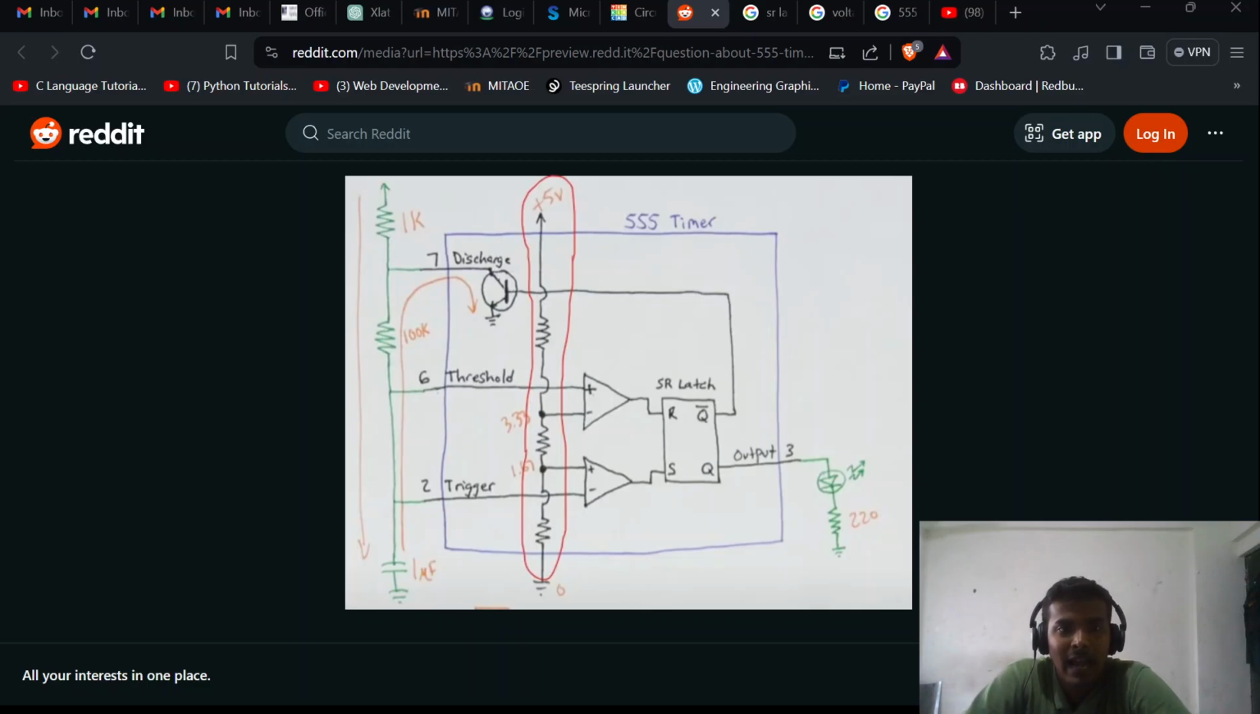So at the starting, everything will be 0 volts. This pin number 6 and pin number 2, we just have plugged in, so everything will be 0 volts. So let us look at the first voltage comparator.